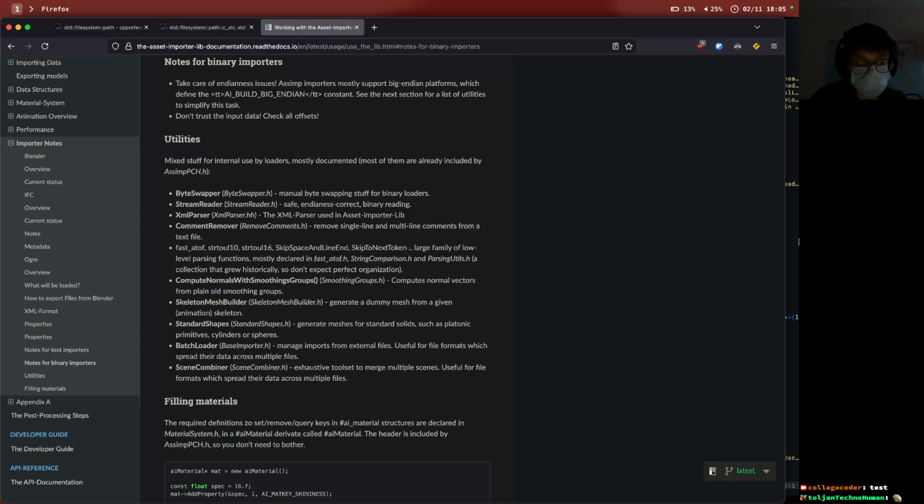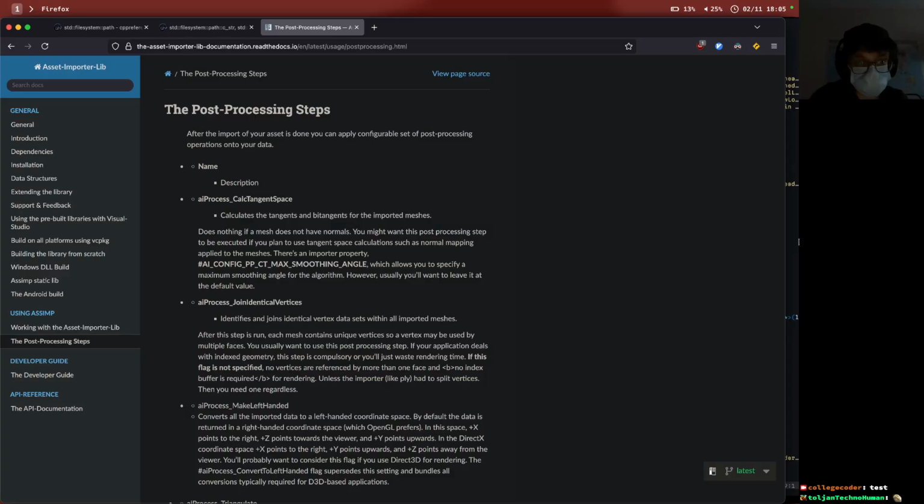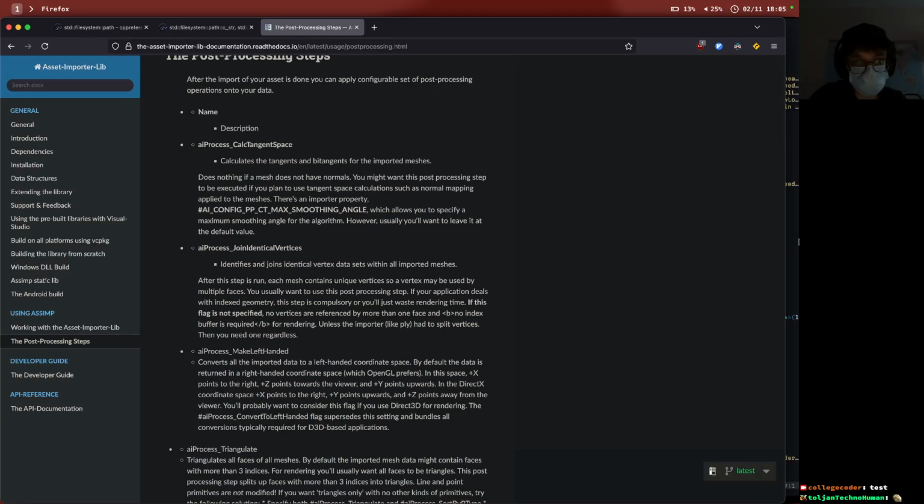This is just if you want to implement an importer yourself. Pretty confident Appendix A has a template for base importers' abstract methods. Alright, I suppose. After the import of your asset is done, you can apply a configurable set of post-processing operations onto your data. Name, description, AI process calc tangent space. Compute the tangents and bitangents for the imported meshes.